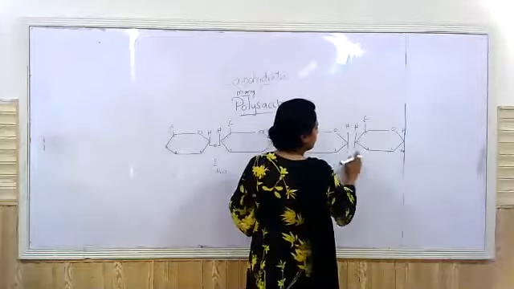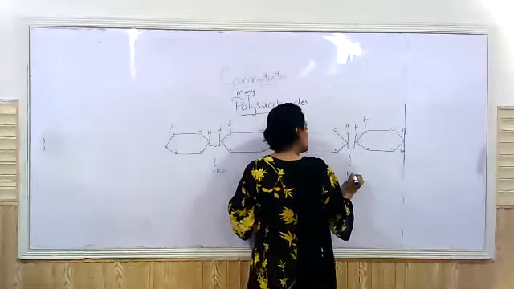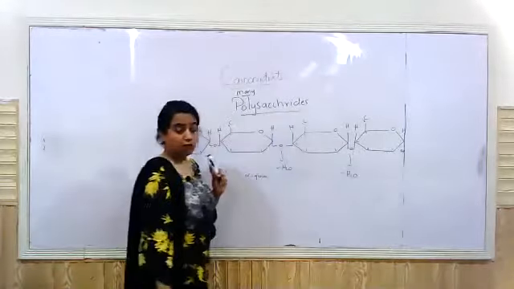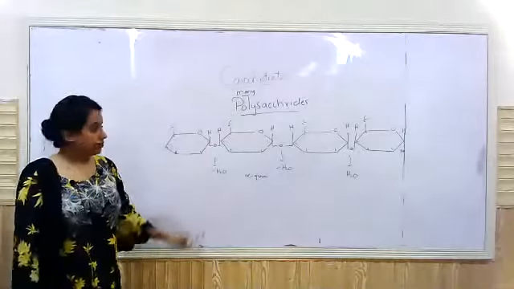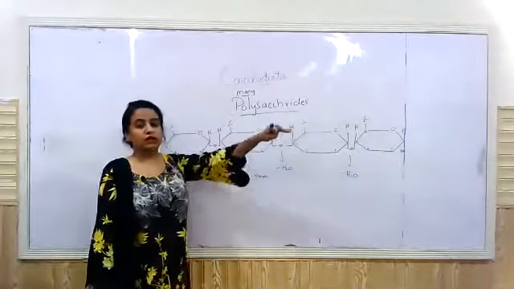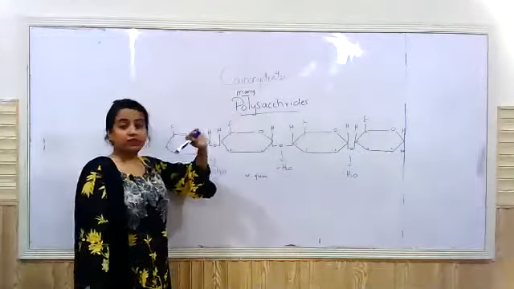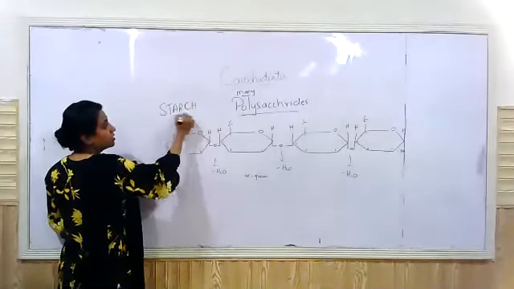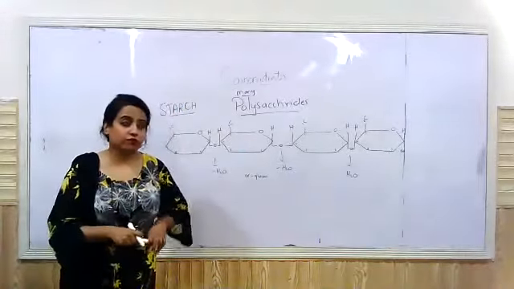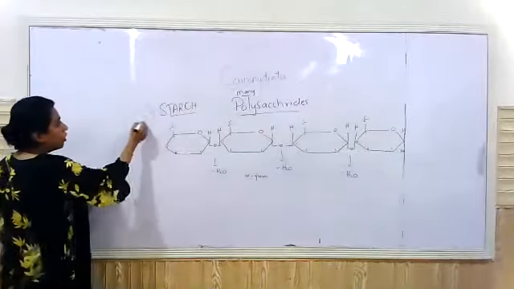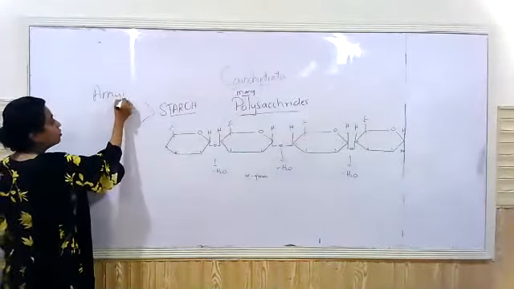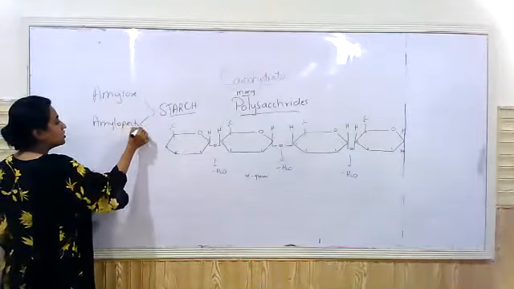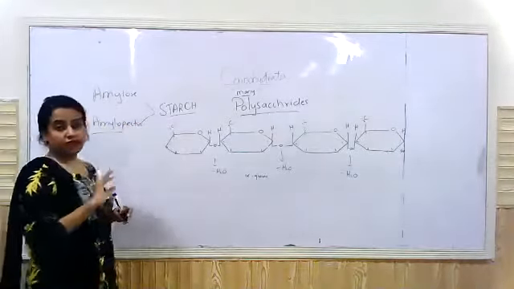Same happens here. Oxygen forms a bridge, and a water molecule is given off. So when a long chain is established, we say that we're giving rise to what? A starch molecule. But starch is a mixture of 2 types of linkages. We call them amylose and amylopectin.